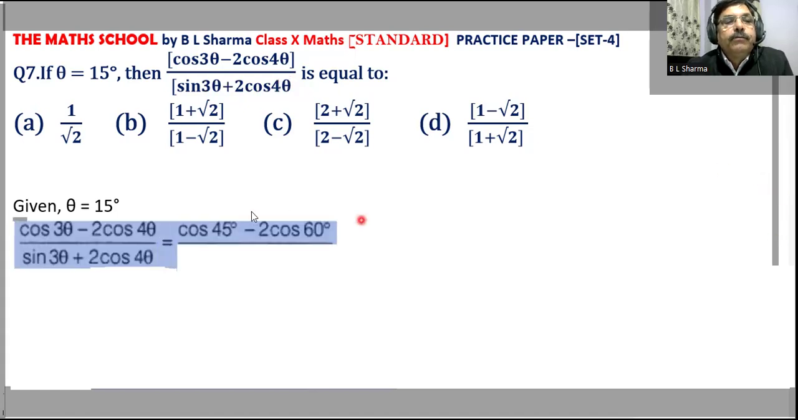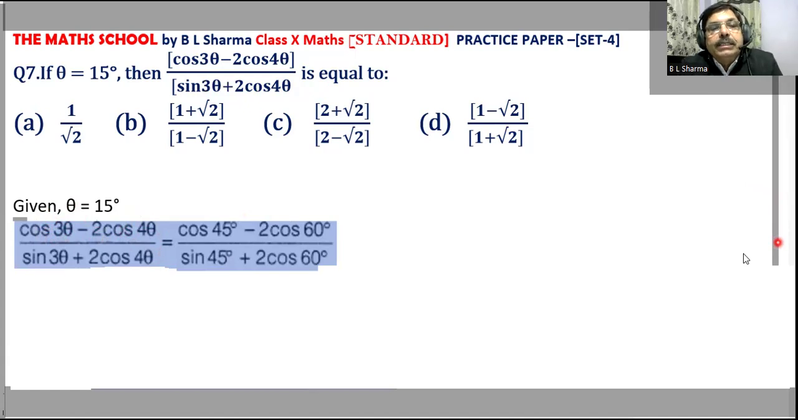So 15 into 3, that is 45. 15 into 4, that is 60. Similarly, we can write sine 45 and 2 cos 60 degree. Now we know cos 45 is 1 upon root 2, cos 60 is 1 by 2, sine 45 is 1 upon root 2. Put the value and get answer. So simple.